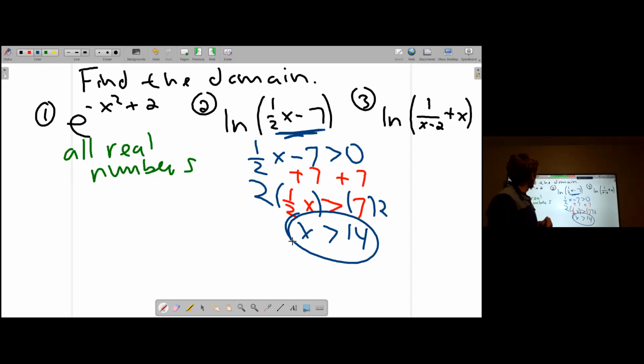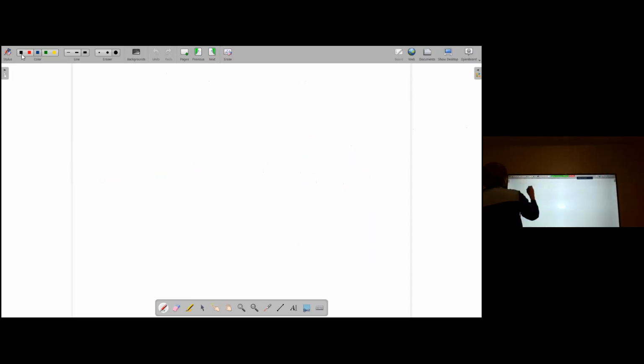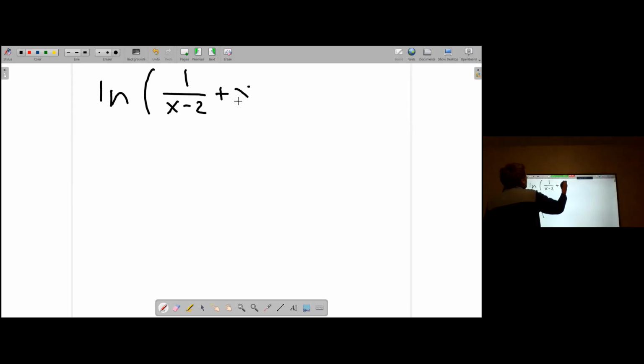Okay. So those first two problems, knocked them out of the park. This last one looks a little trickier, but the basis of it is the same. Let me do a new page here. We're looking at natural log of 1 over x minus 2 plus x.